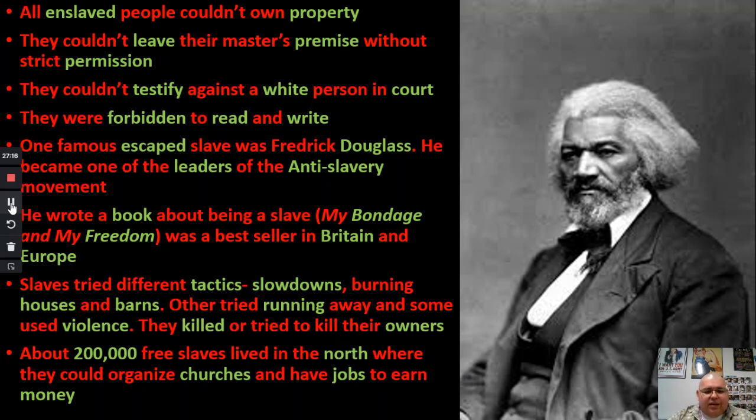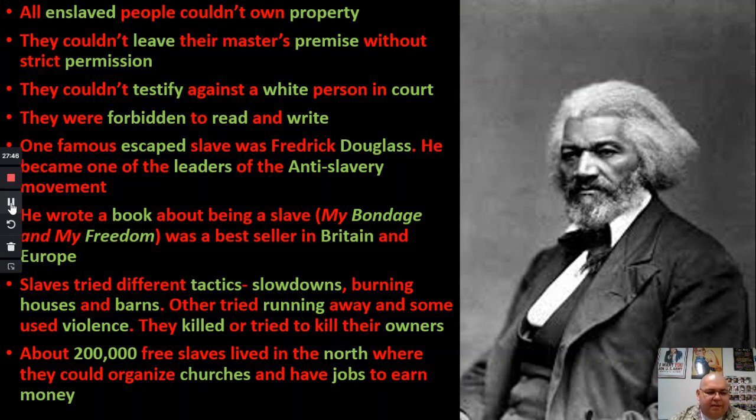Now, other slaves did try to run away. And before they did, they would actually use violence against their owners. Some of them tried to kill them. Some of them succeeded, some didn't do as well, and some failed completely. But the thing is, to get rid of that idea that they just all sat back and did nothing, no, they didn't.